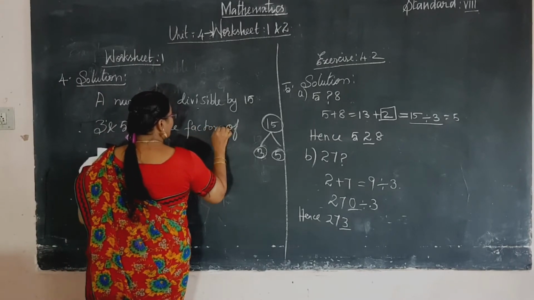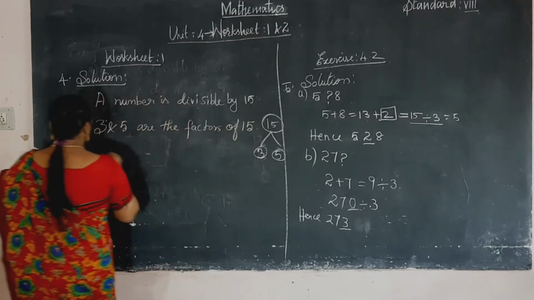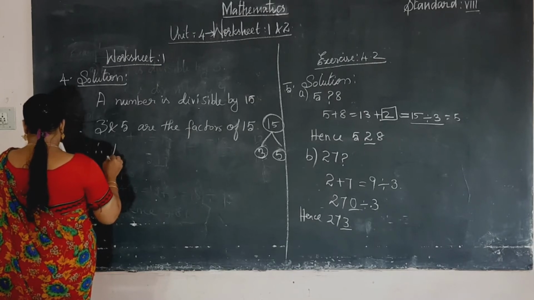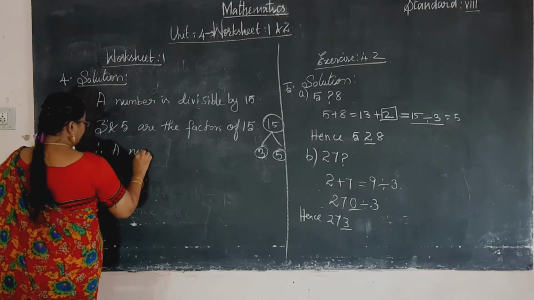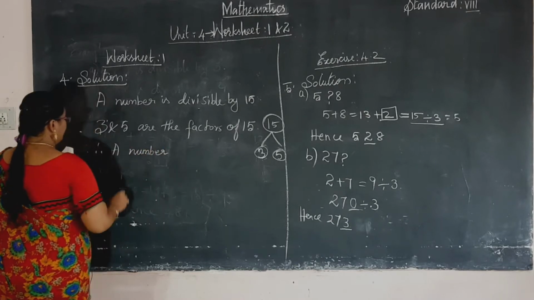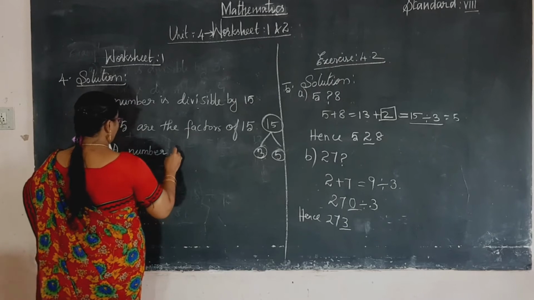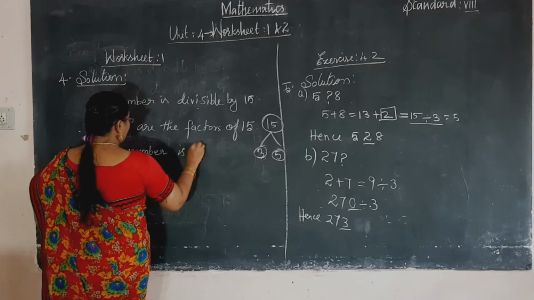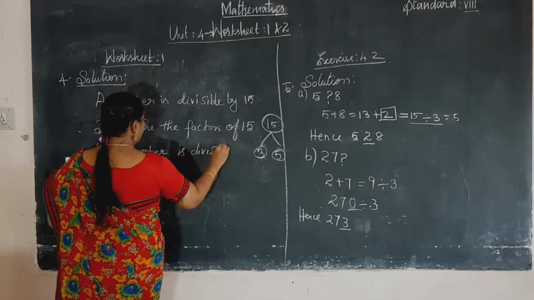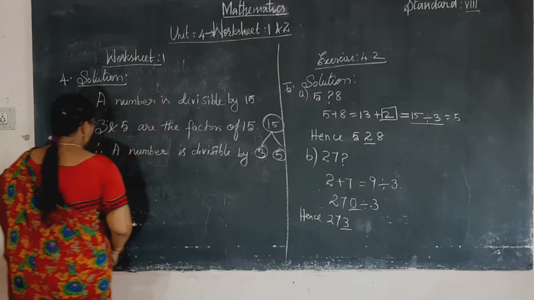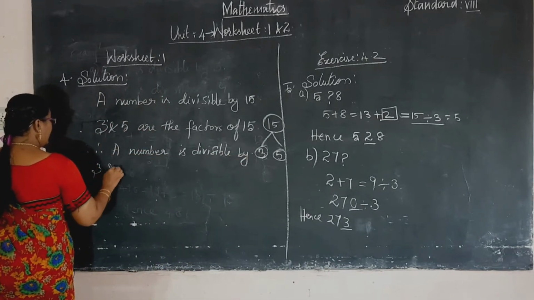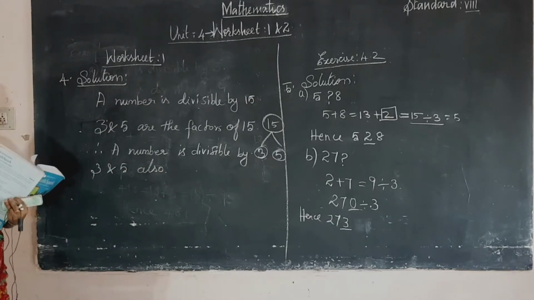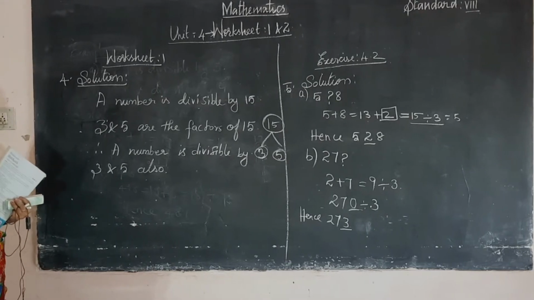Therefore, a number divisible by 15 is divisible by 5, 3 and 5 also. So, a number divisible by 5 and 3 also.